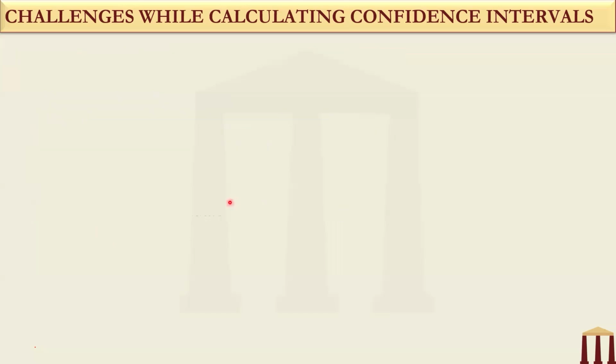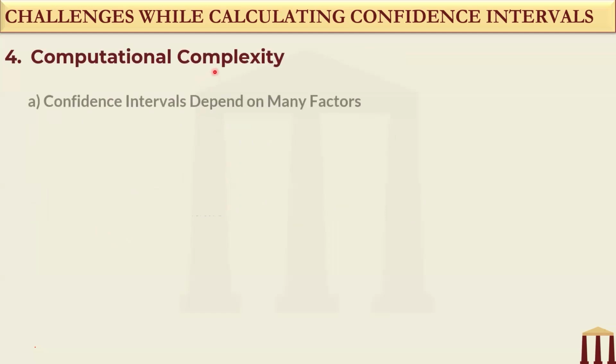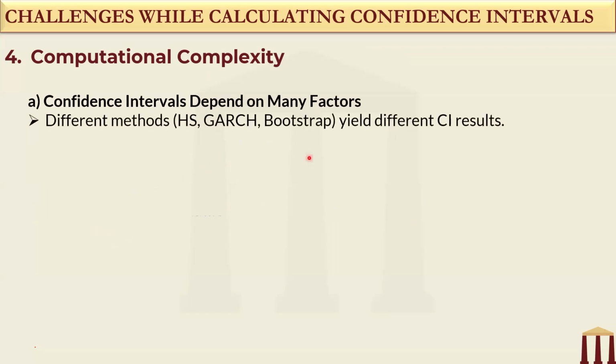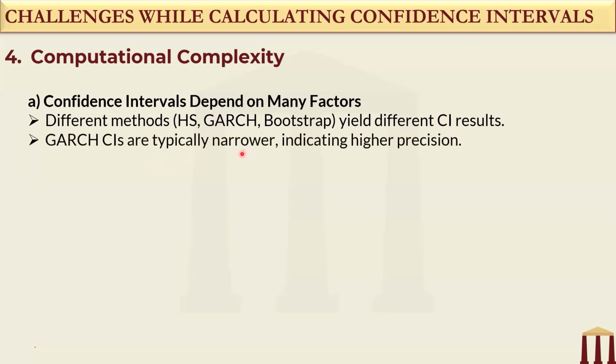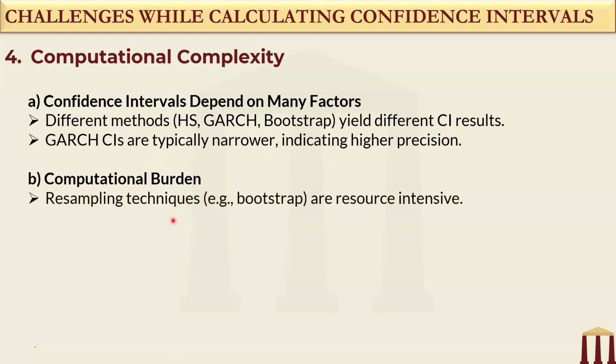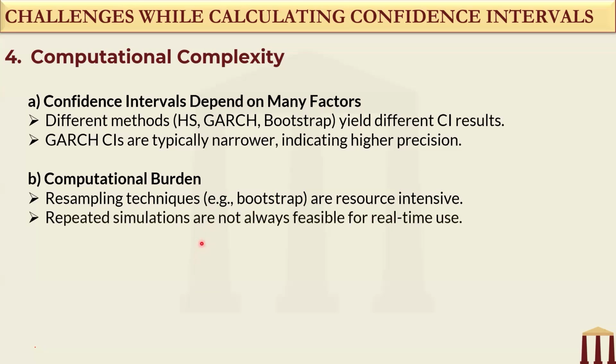Then you have the fourth challenge. We should not ignore the computational costs which are involved. There's no one size fits all method for confidence intervals. Whether you're using historical simulation, GARCH, or bootstrap, each one will give different confidence interval results, and sometimes dramatically different. If you are using GARCH in particular, the confidence intervals are typically narrower, which will indicate higher precision. Then comes the real world issue: computational burden. Methods like bootstrap involve a lot of resampling and can be a real nightmare for large trading portfolios. Some models require repeated simulations, which is just not practical for firms that need fast intraday risk updates.